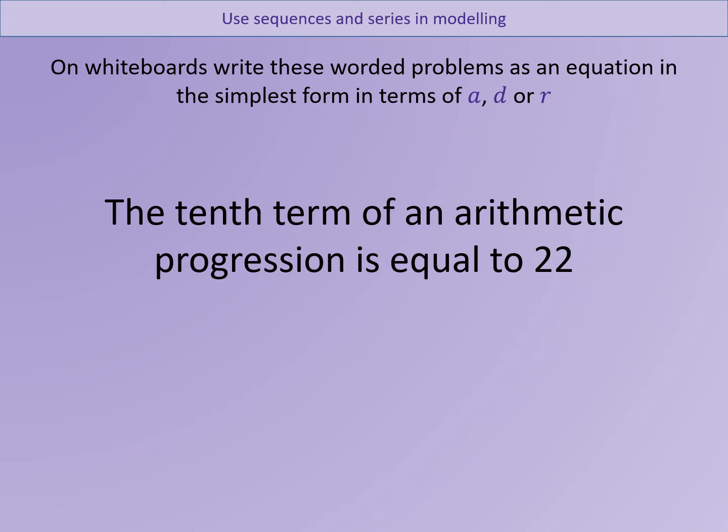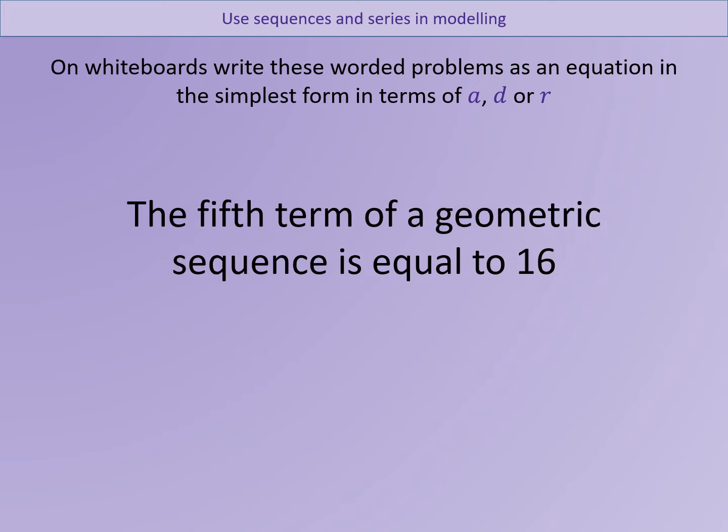Because we know that the nth term of an arithmetic progression is a plus (n minus 1)d, the 10th term will be a plus 9d. So we have that a plus 9d equals 22. Next, write down an equation that represents the information: the 5th term of a geometric sequence is equal to 16. We know the formula for the nth term of a geometric sequence is ar to the n minus 1, so the 5th term would be ar to the 4. This is equal to 16 in this question.